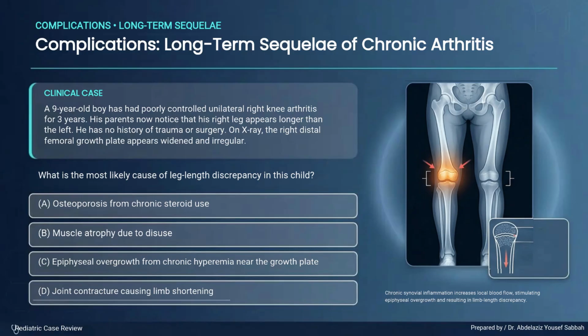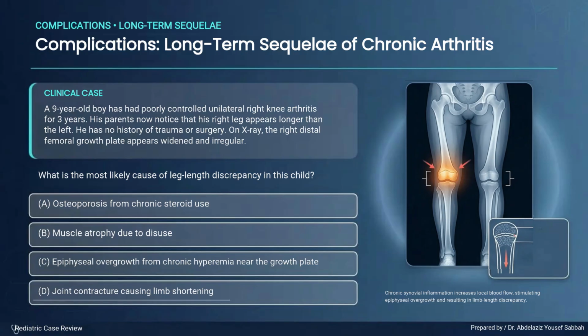Case 15. A 9-year-old boy has had poorly controlled unilateral right knee arthritis for 3 years. His parents now notice that his right leg appears longer than the left. He has no history of trauma or surgery. On X-ray, the right distal femoral growth plate appears widened and irregular. What is the most likely cause of leg length discrepancy in this child?